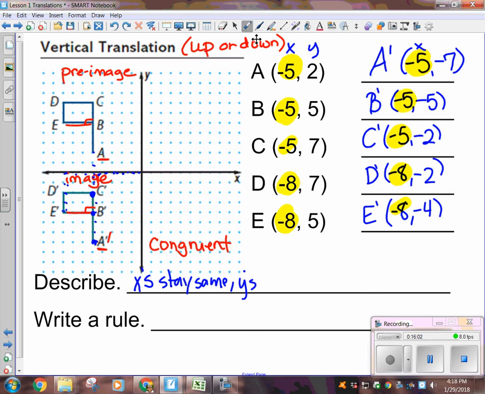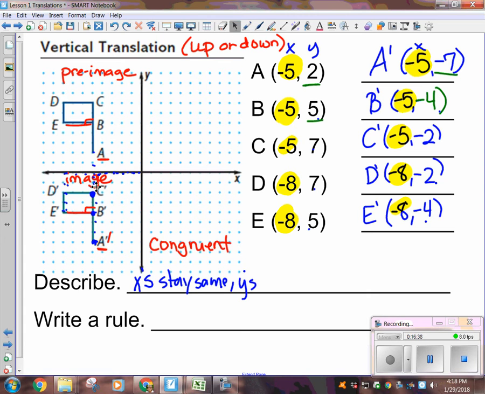Well, we did observe that when we move it down, the y values changed. It went from +2 to -7, from +5 to -5. Is that right? Let me see. I think I've got the wrong number. 1, 2, 3, 4. It should only be 4. So when I go down, I'm sorry, that should have been -4. Just caught that. Have the wrong point there. So I go from +5 to -4, +7 to -2, +7 to -2, 5 to -4.